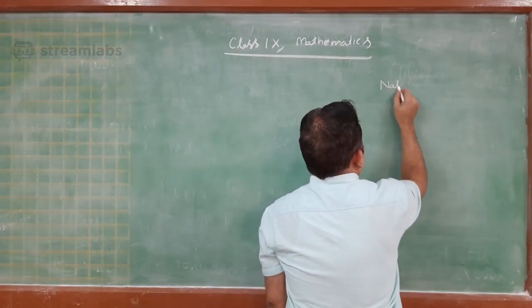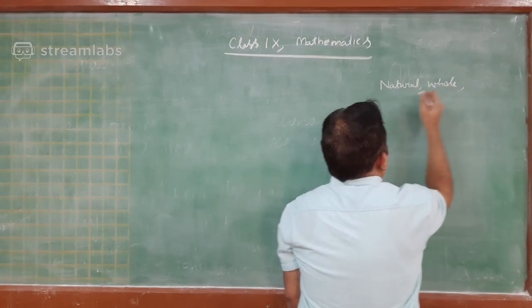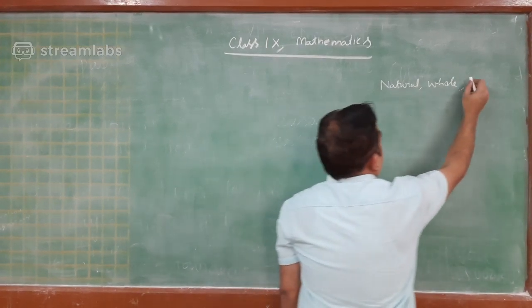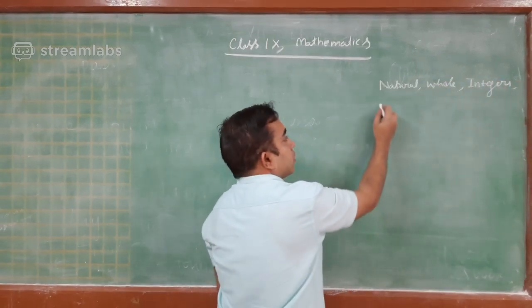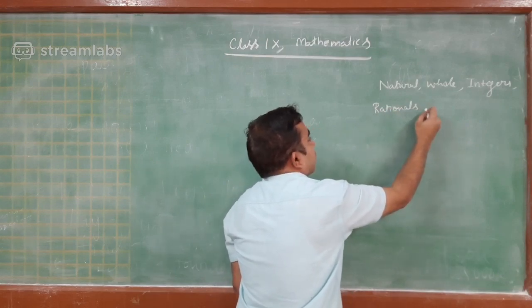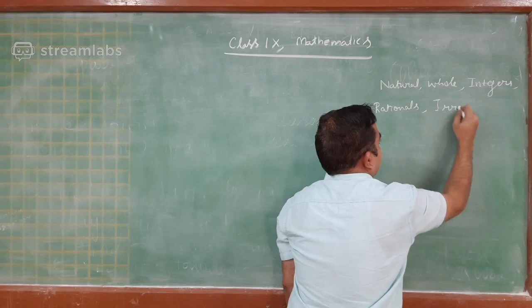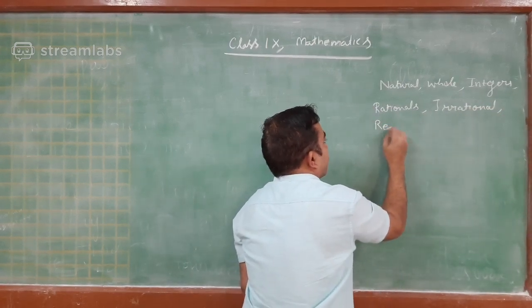what are naturals, the basic numbers, natural, whole, integers, rationals, irrationals, and finally real numbers.